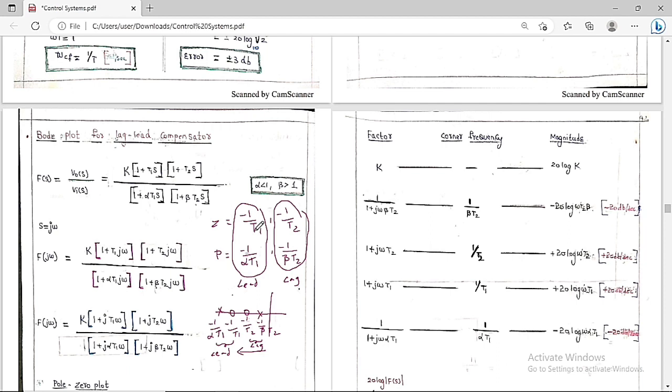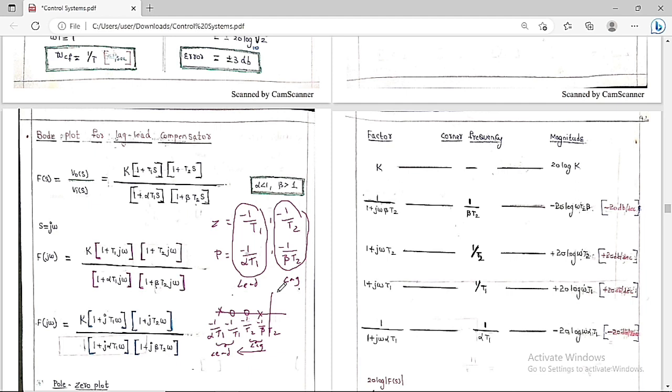So based on this reason only we say this is a lag-lead compensator, because whenever you move in this direction, the first thing that you encounter is the lag compensator, then the lead compensator. So based on this we can say this is a lag-lead compensator. Beta is greater than 1, so this value is very small. Alpha is less than 1, so this value is greater. This is a plot in your S-plane.